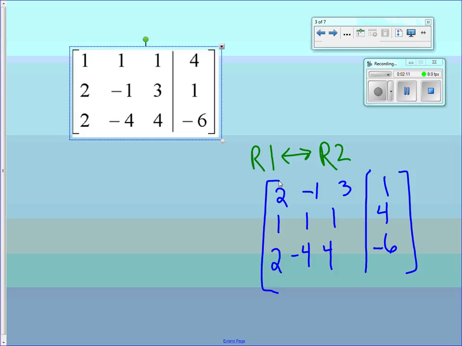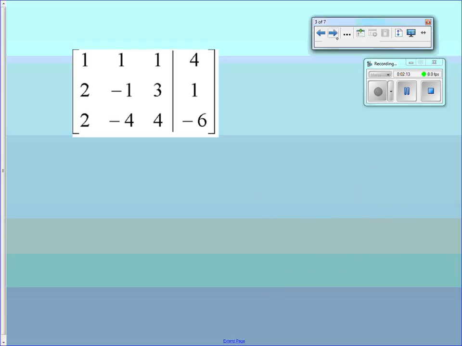The next operation is that you can multiply any row by a scalar. So for example, I can take row 3 and I can multiply it by any scalar, positive or negative. I just can't multiply it by 0. So I'm going to pick the number 5. So I'm going to take 5 times row 3, and I'm going to put it right back into row 3. It's not going to go anywhere.